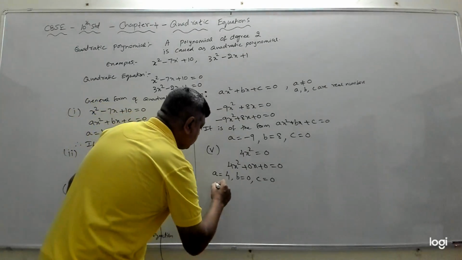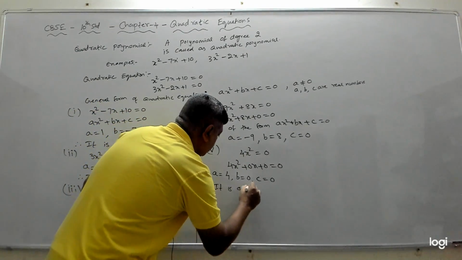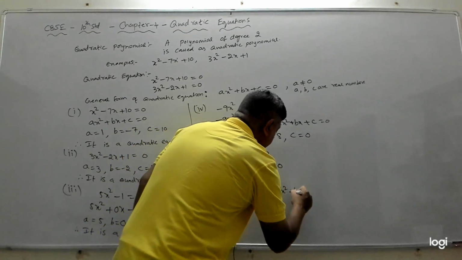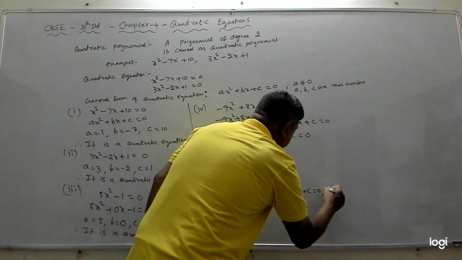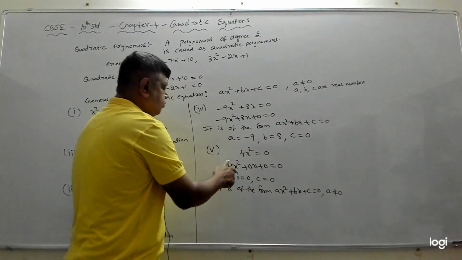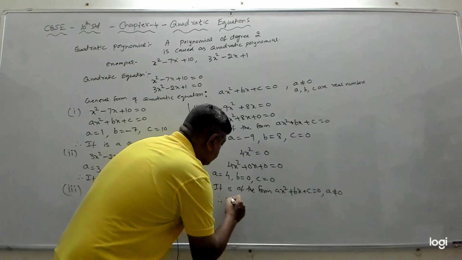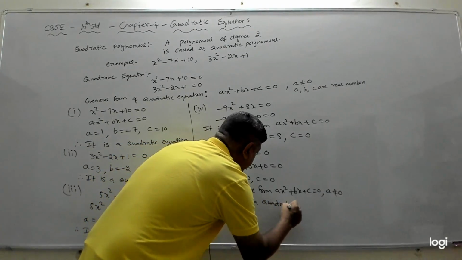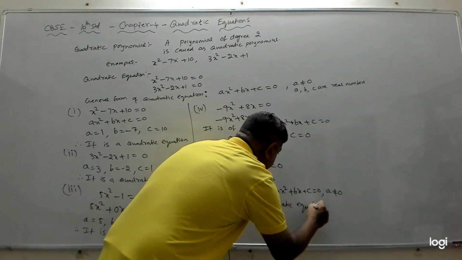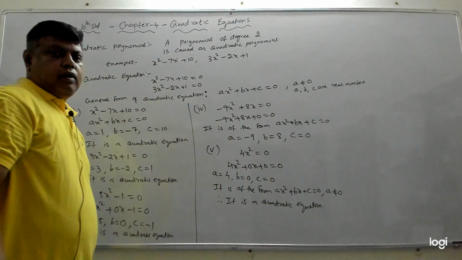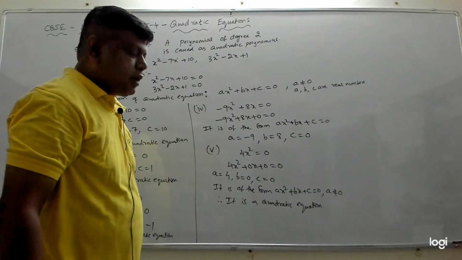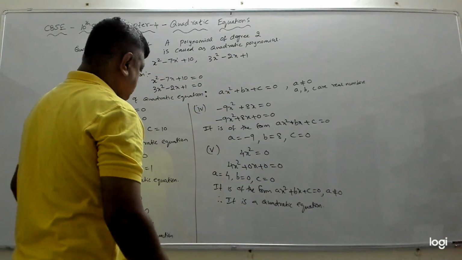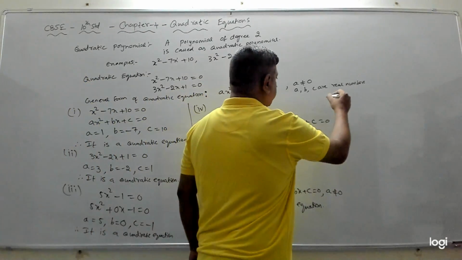So it is of the form ax square plus bx plus c equal to 0, and A is not equal to 0 because A is 4. Therefore, it is a quadratic equation. Correct?